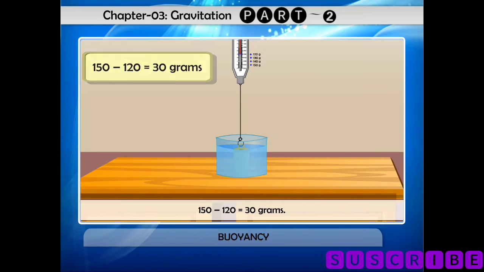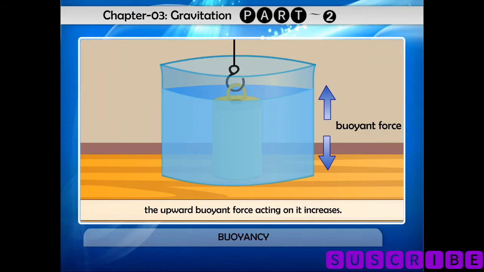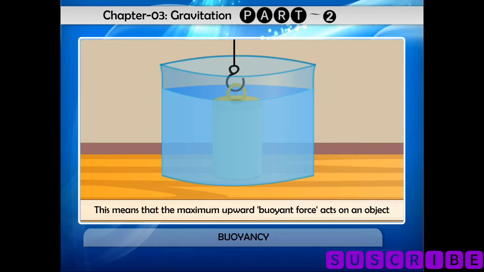As more and more volume of the object is immersed in a liquid, the upward buoyant force acting on it increases. But once the object is completely immersed in a liquid, then lowering it further in the liquid does not increase the buoyant force. This means that the maximum upward buoyant force acts on an object when it is completely immersed in the liquid, and the maximum loss in weight of an object takes place when it is fully immersed in a liquid.